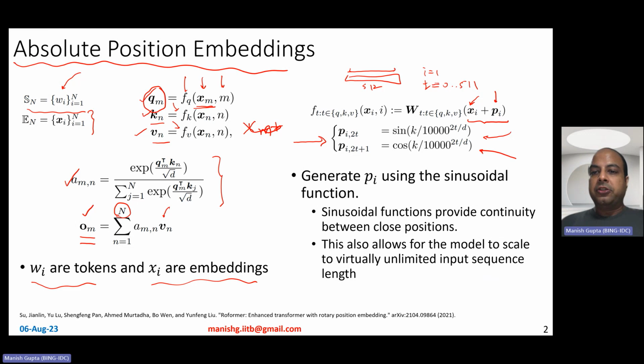Okay. So you use the sinusoidal function because it provides good continuity between close positions. So if you have position 0 versus 1, there is good continuity between these positions. Also, this allows the model to scale to virtually unlimited input sequence length, because you can always compute this value no matter how many different tokens you have or what the max sequence length is. Okay, so that's the absolute position embeddings, and this was proposed in the standard transformer model, the Vaswani transformer model.